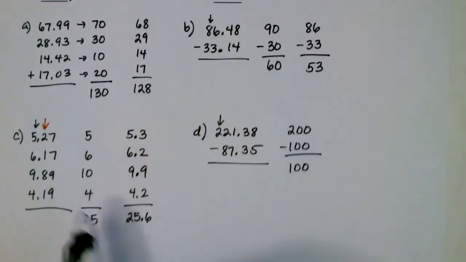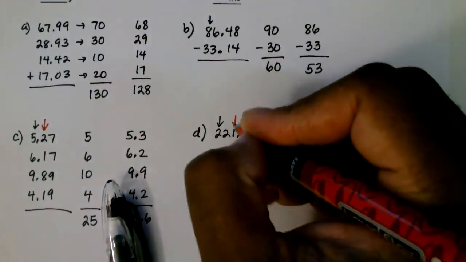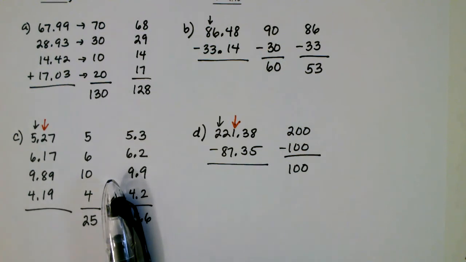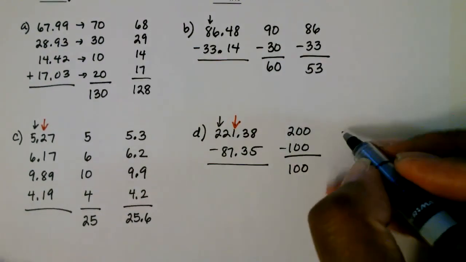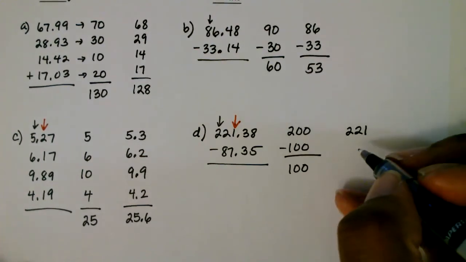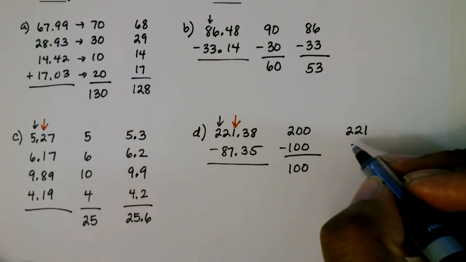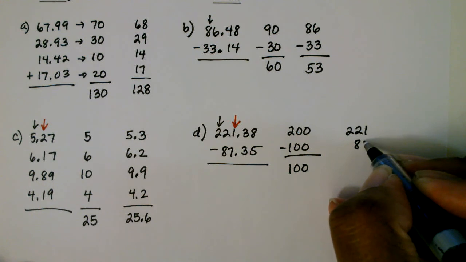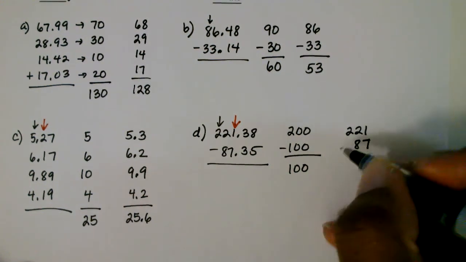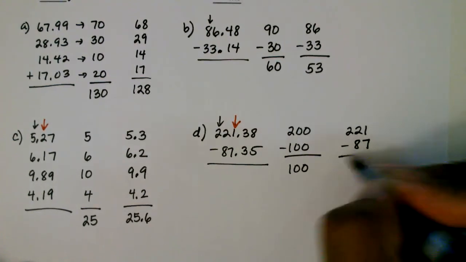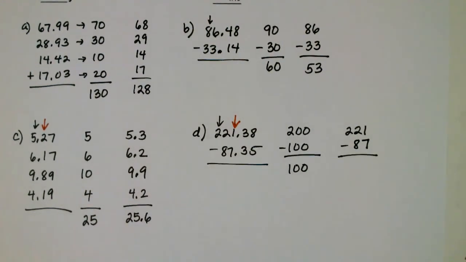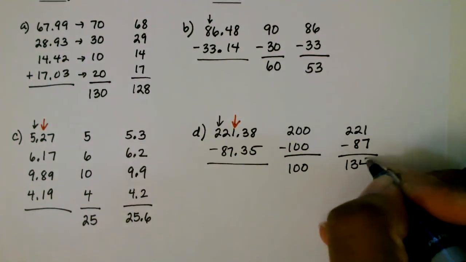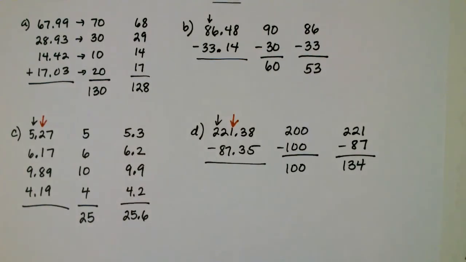Now, if I did front-end estimation, I would be looking at the digit in the ones place. So 221.38 will round to the nearest whole number, 221. 87.35 rounded to the nearest whole number would be, let's see, 87. And 221 minus 87 would be 134. That would be using front-end estimation here.